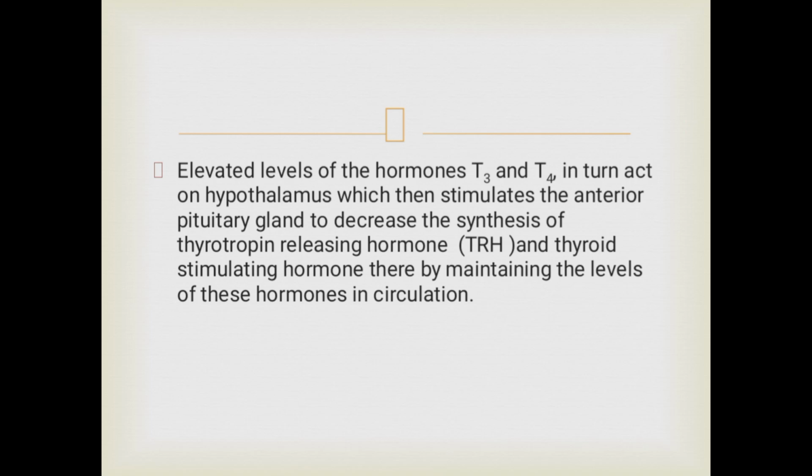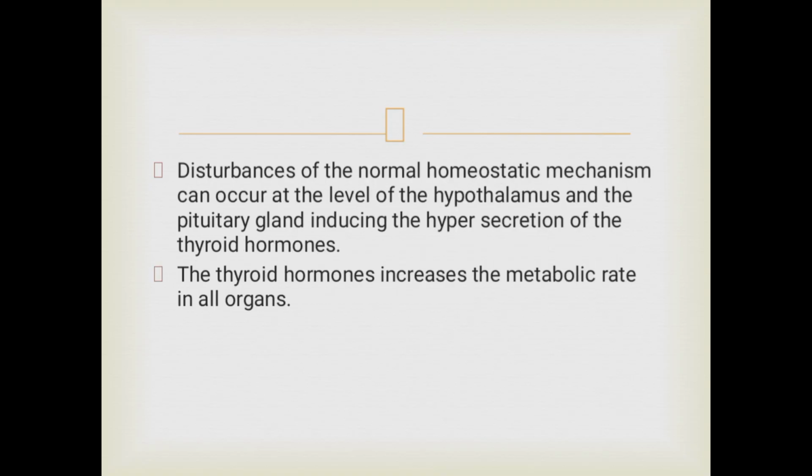So you find that there will be elevated levels of hormones, that is T3 and T4, that act on the hypothalamus, which then stimulates the anterior pituitary gland to decrease the synthesis of thyrotropin releasing hormone and thyroid stimulating hormone, thereby maintaining the levels of these hormones in the circulation. If there is a disturbance in the normal homeostatic mechanism, this can occur at the level of the hypothalamus and the pituitary gland, inducing hypersecretion of thyroid hormone, since there won't be any mechanism to stop that.